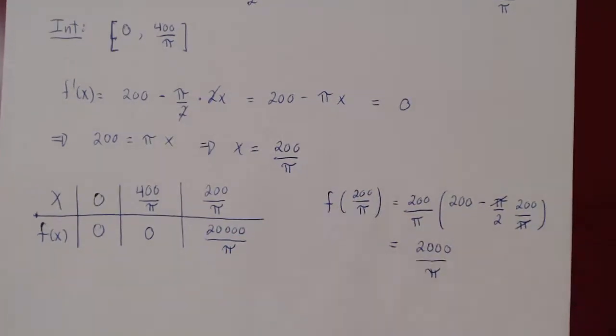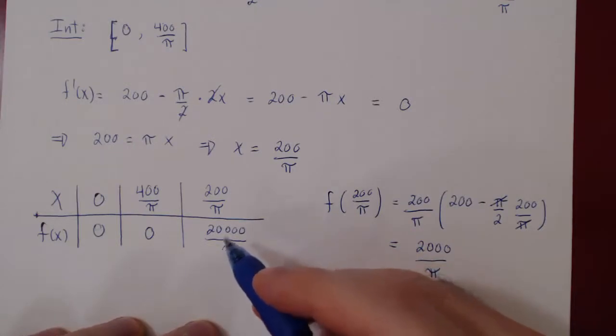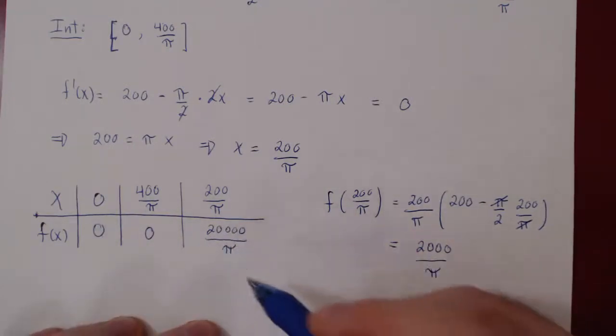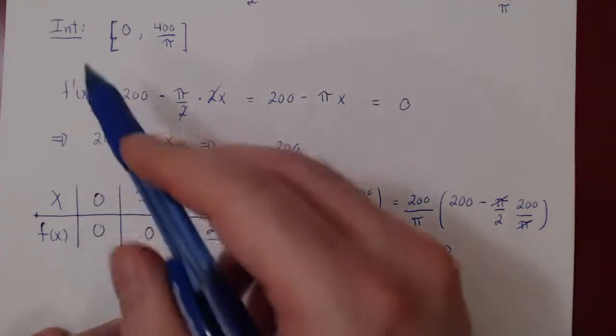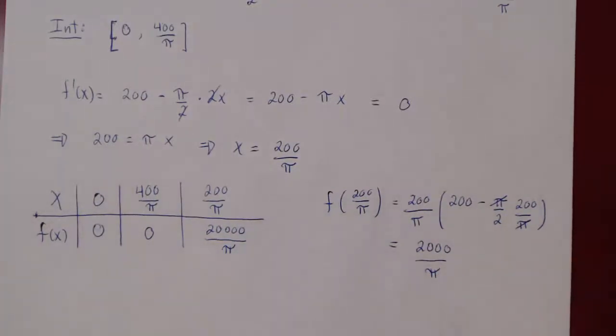If you want to get the feeling for this number, although it is obvious in our table of values that this is our maximum value, because the maximum value has to be one of these three values. This is the only positive value, so this is clearly the maximum value that f can attain on our interval. Just to get a feeling for it, let's compute.